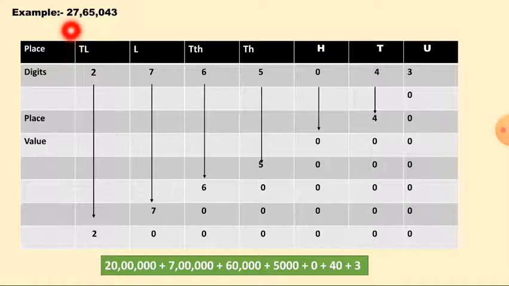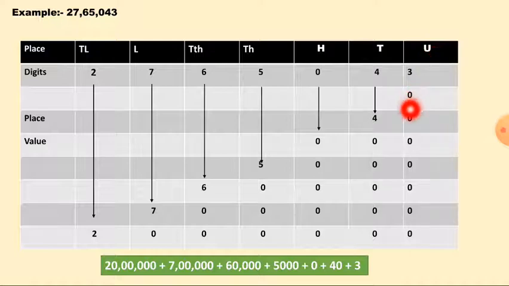Now the example is 27,65,043. Now students, the place values are given. As you all know, unit, 10, 100, 1000, 10,000, lakh and 10 lakh. And the digits are given, so you have to place each digit on its place value. So 2 is on 10 lakh place, 7 on the lakh place, 6 at the 10,000 place, 5 at 1000 place, 0 at 100 place, 4 at tens place and 3 at unit place.